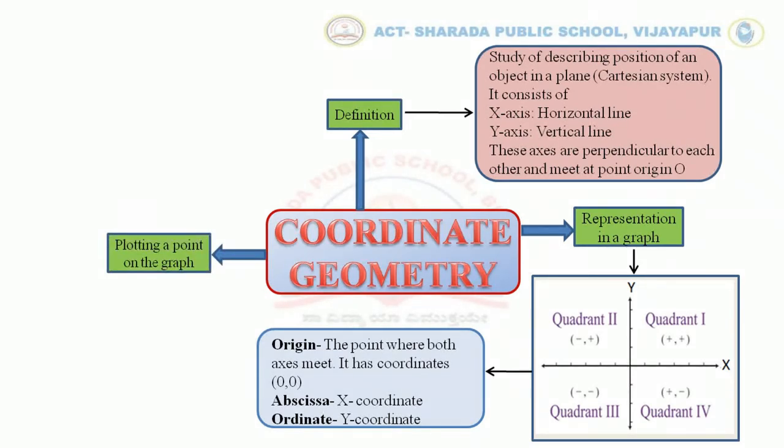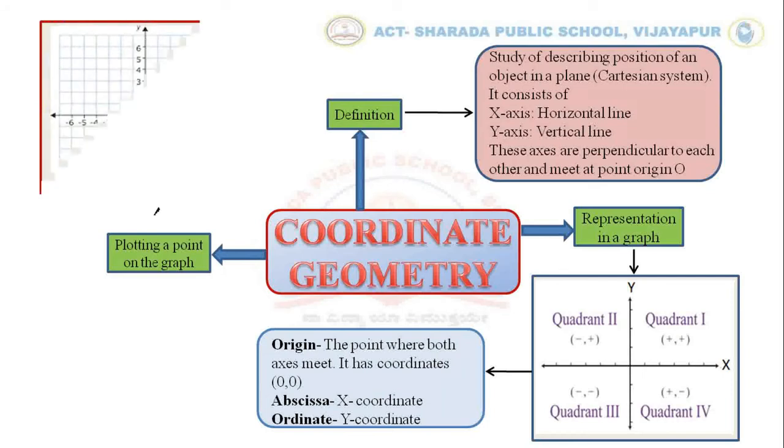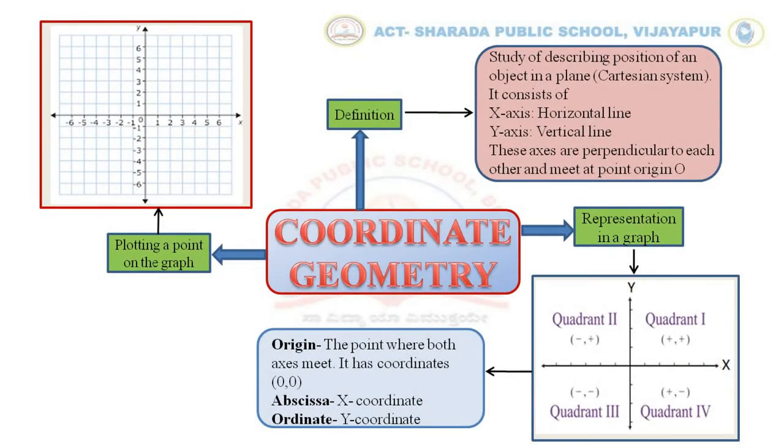We'll see some examples of plotting a point on the graph. Here you can see the graph. There are some points mentioned, and we label these points depending on the x and y coordinates. The first point is on the x-axis at minus 6 and on the y-axis at plus 3. So the coordinates of this point are minus 6, 3.